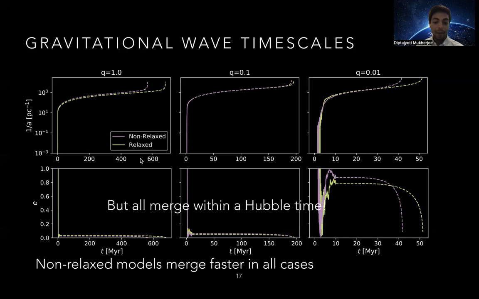But here, I want to point out that in all of our cases, the binaries merge within a Hubble time. In fact, the longest timescale that we have is 650 million years for the relaxed scenario for Q equals 1.0, which is less than 1/10 of the Hubble time, thereby indicating that nuclear star clusters are a very promising source of gravitational waves.